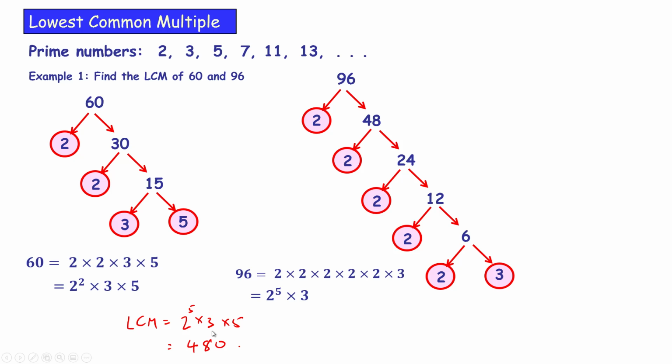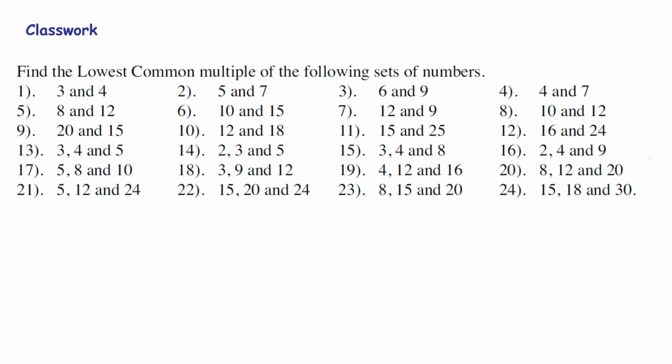Good. Hit pause, copy the examples down, and then write classwork. You can do some classwork for me. Okay, and some classwork for you. Find the lowest common multiples of the following sets of numbers. I wouldn't start with the first row. I'd start from question 5. Okay, cut the rest out. Okay, off you go.